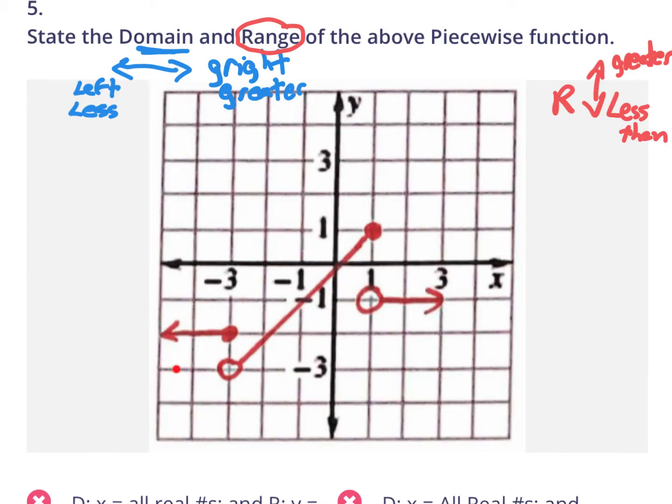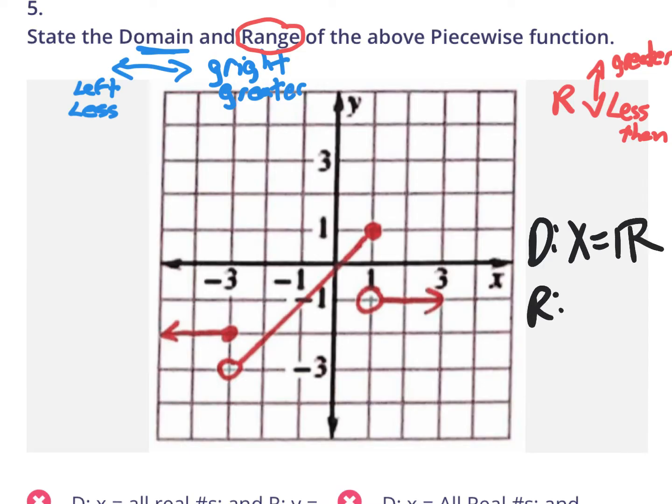So when we look at this entire piecewise function, not just one piece of it, but all 3 pieces of this piecewise function, does it go to the left forever? Yes, it does. Does it go to the right forever? Yes, it does. So since it goes to the left and it goes to the right, it's going both directions. That means that x equals all real numbers. So our answer for domain, x equals all real numbers.